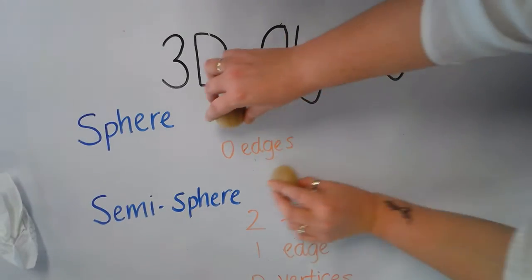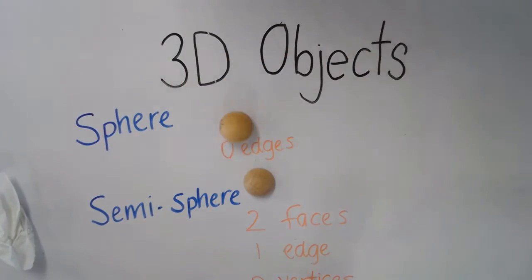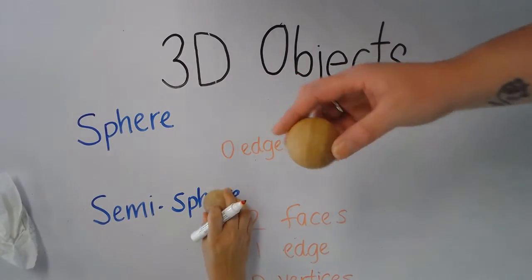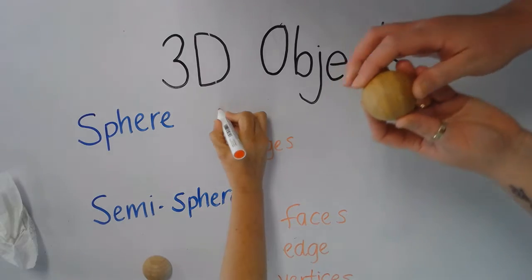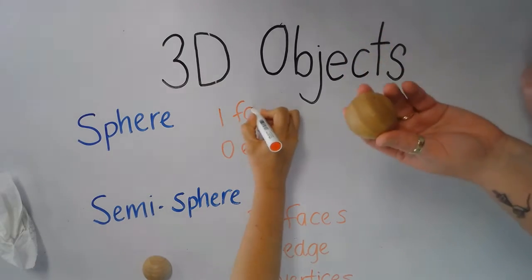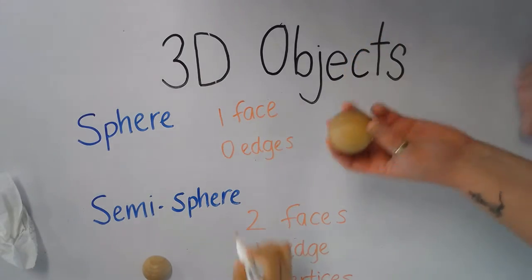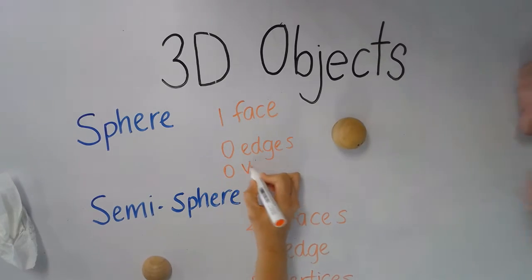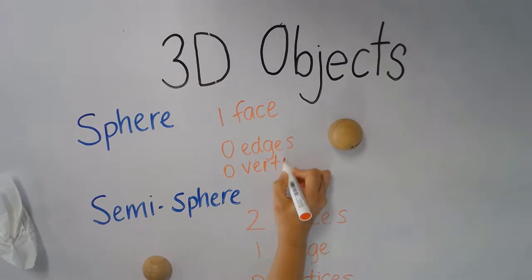There are interesting rounded shapes. How many faces did we say were on that? Oh, we said that there was one round face, Miss Khan. So if we could record that, that's okay. One round face on a sphere. Zero vertices on that one. That's right.